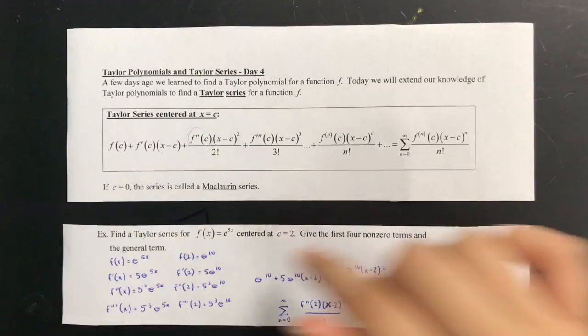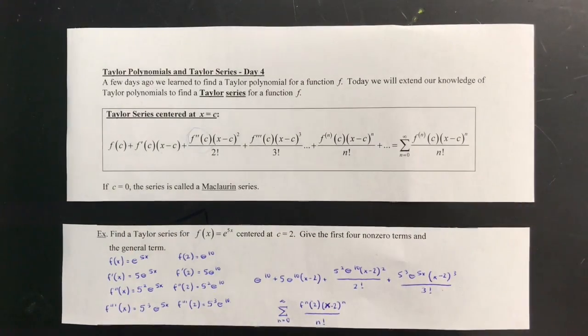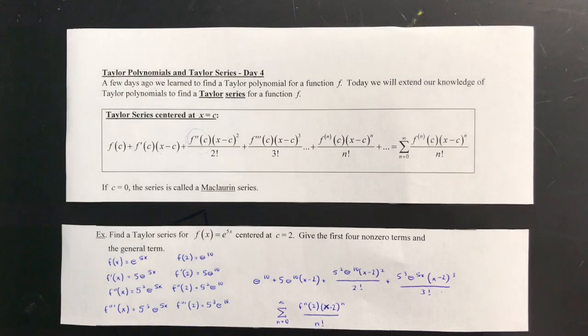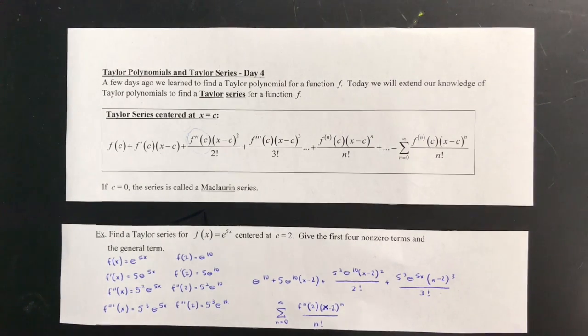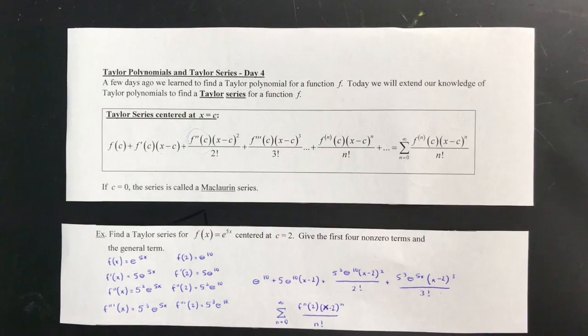This is the general expression for a Taylor series centered at x is equal to c. Today we're going to be focusing on the Maclaurin series, which is a Taylor series centered at c is equal to 0. So we're just going to do one quick example to brush up on the Taylor series. So in this case, it's asking you to find a Taylor series for f of x is equal to e to the 5x centered at c is equal to 2.